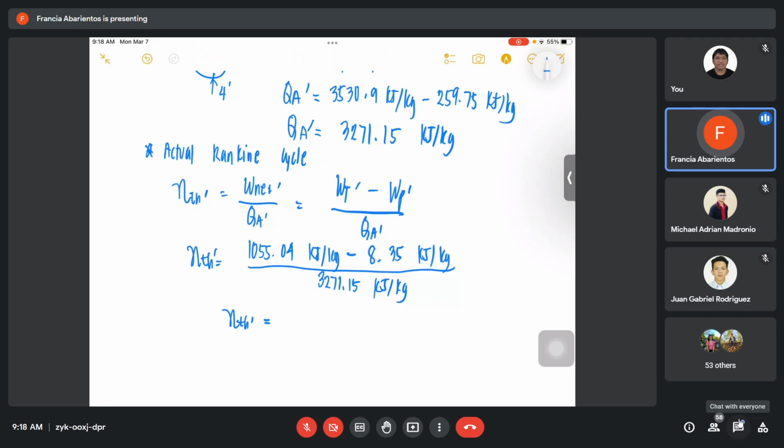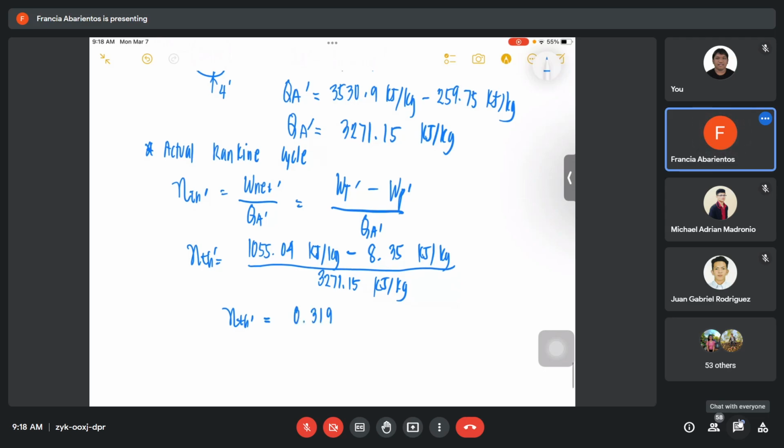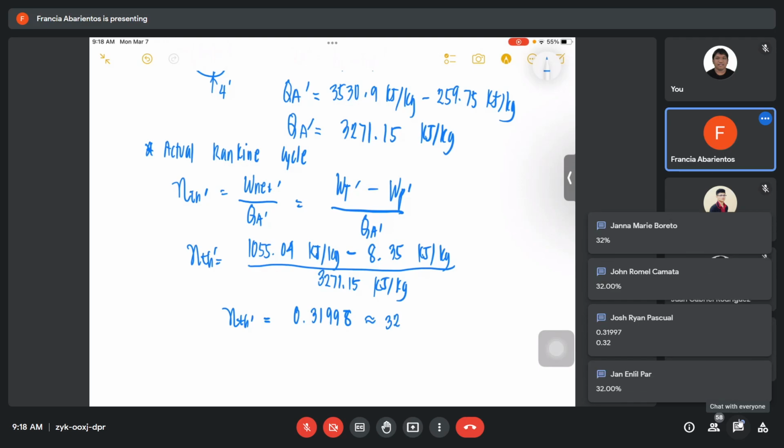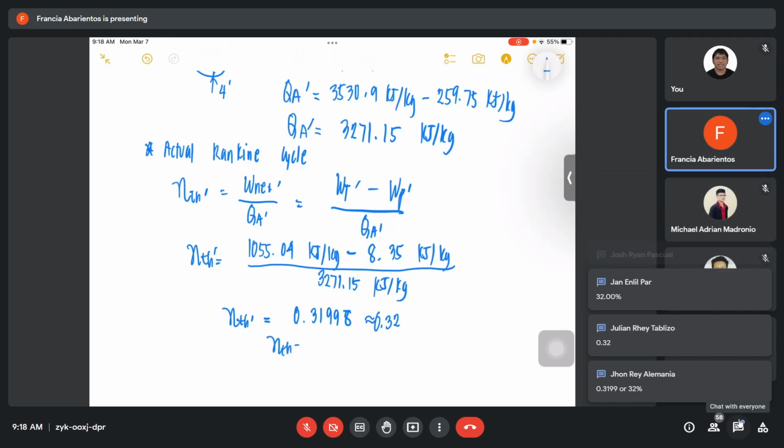Given yung mga different pump efficiencies, we can now compute for the cycle efficiency. Or this is just equal to, have now the cycle efficiency at 32%. Okay, may 1 point na tayo.